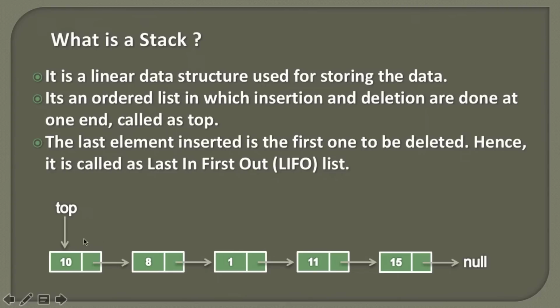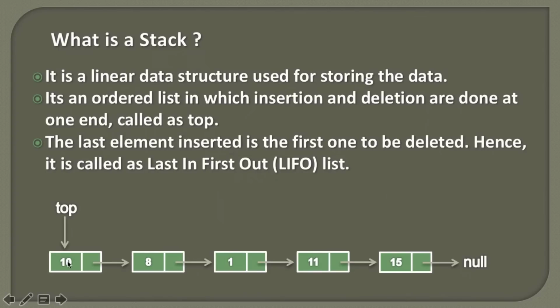So here, suppose we are given a list and the first node is pointed to by top. We make this list restrictive in nature in the way that we can insert and delete the node at one end, which is represented by top. And this restrictive property makes it a LIFO data structure. So what is a LIFO data structure? The last element inserted is the first one to be deleted.